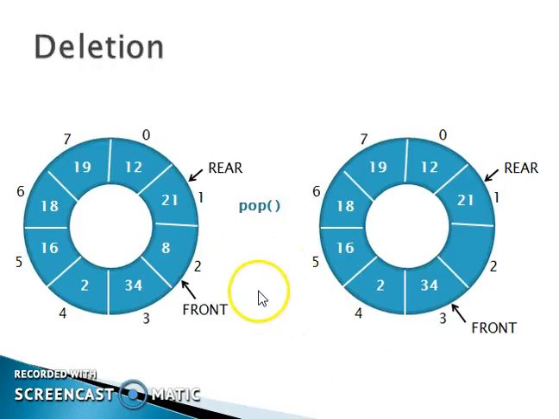Now let us see how an element is deleted from the circular queue. So after inserting the element 21 into the circular queue, the resulting circular queue looks like this. All of us know that in a queue, deletion is from front. So front points to the element 8. So pop operation will remove the element 8. So after removing 8, front gets incremented and it points to the next slot.